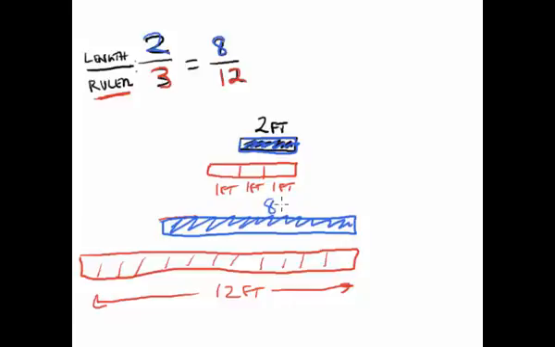And we can ask the same question, right? How many rulers would it take to measure this bar? And you're going to get the same answer. It would take 2/3 of this ruler, in the same way that here it took 2/3 of the ruler to measure the bar, right?